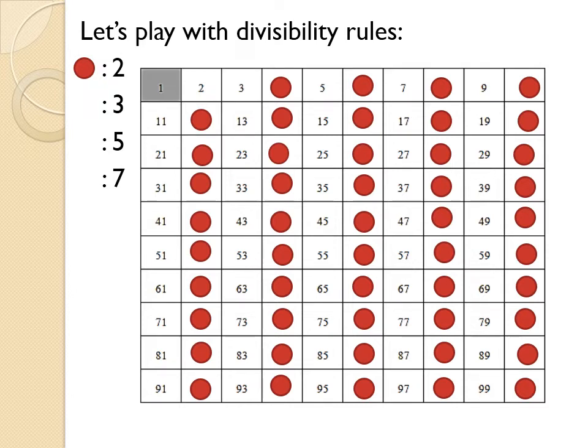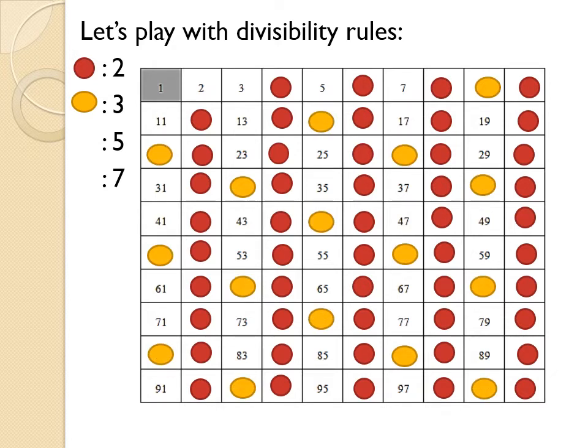Now, a number is divisible by 3 if the sum of its digits is a multiple of 3. Let's hide these numbers by a yellow circle. Again, 3 is a prime number since it's only divisible by 1 and itself. The numbers that are divisible by 3 are 6, 9, 12, 15, 18, and so on.